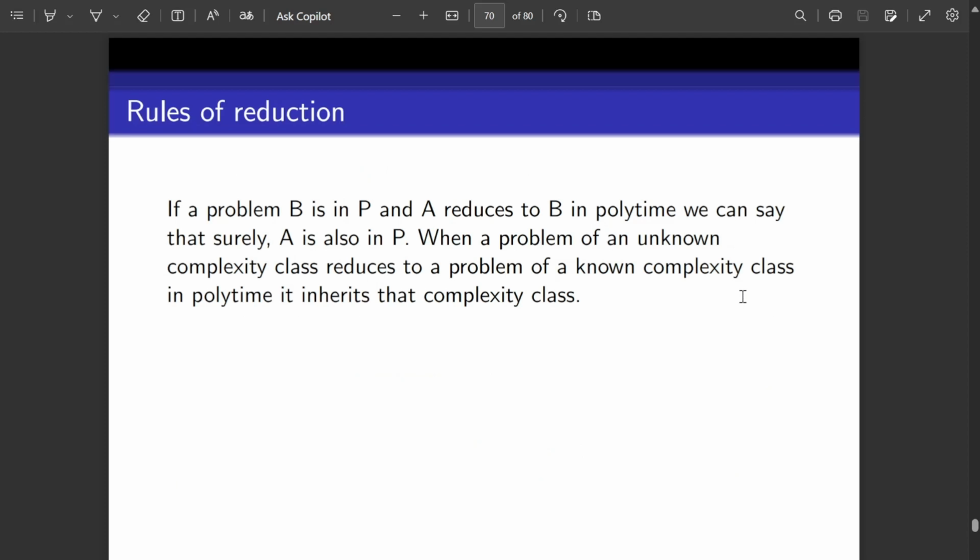So there's a few rules to this though. If a problem B is in P and A reduces to B in polytime, we can say surely that A is also in P, because if you have a solution to B in polytime, you have a solution to A in polytime. So when a problem of an unknown complexity class reduces to a problem in a known complexity class in polytime, it sort of inherits that complexity class.